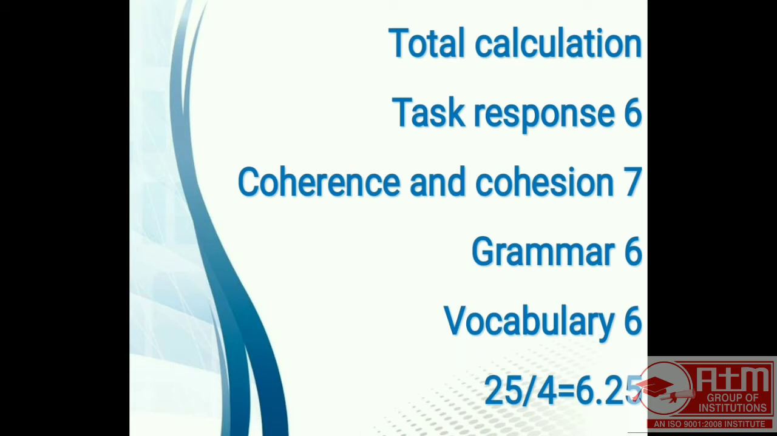Task response will get you 6 marks. Coherence and cohesion is about 7 marks. Grammar is about 6 marks. Vocabulary is about 6 marks. Now, what you get from all this, maybe you get 25 marks divided by 4, which is equal to 6.25. It could be your band score. Now you can understand what the examiner is giving you according to your band scoring.